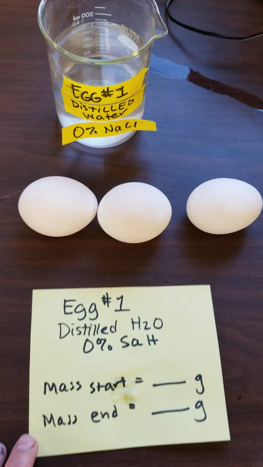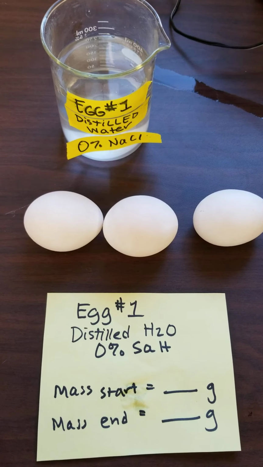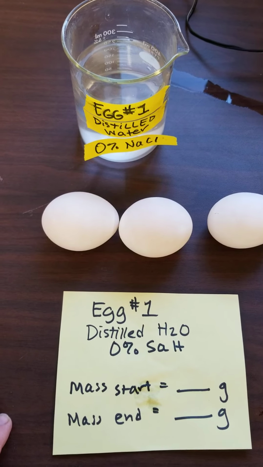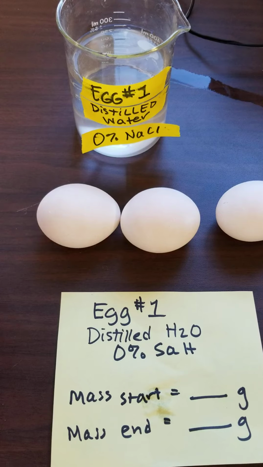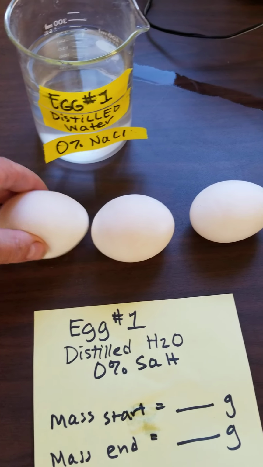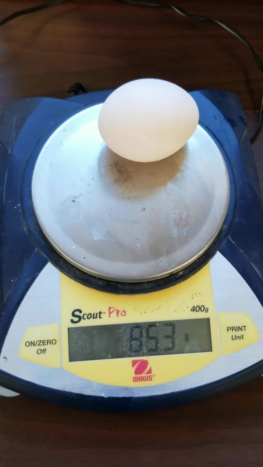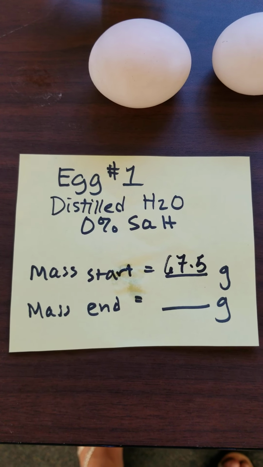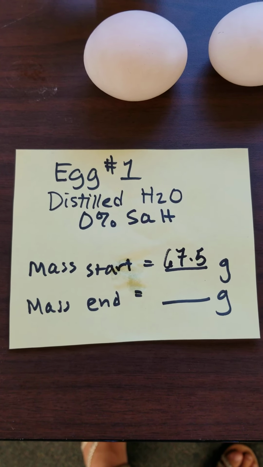And what we're going to do is determine how fluids that are found around a red blood cell cause red blood cells to either gain water, lose water, or stay the same. So first of all, we're going to weigh egg number 1. Egg number 1 weighs 67.5 grams. I'll go ahead and record that. I also want you to record that in your worksheet under egg number 1, mass at the beginning of class.